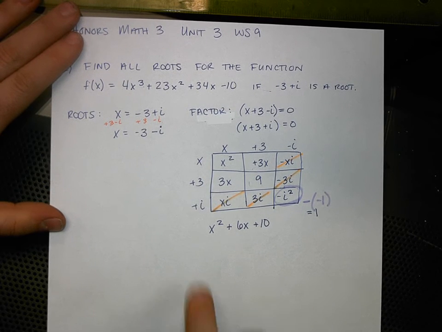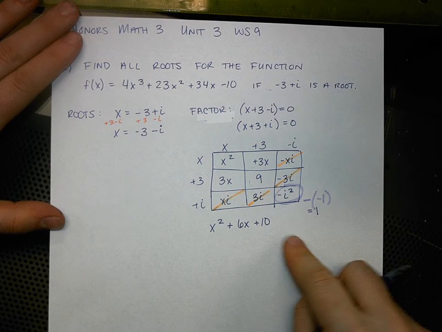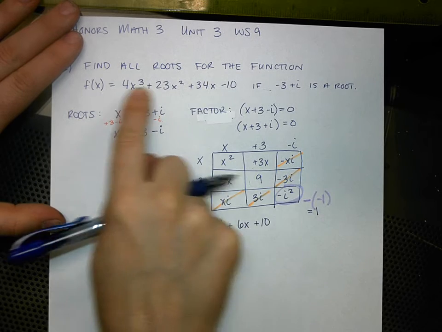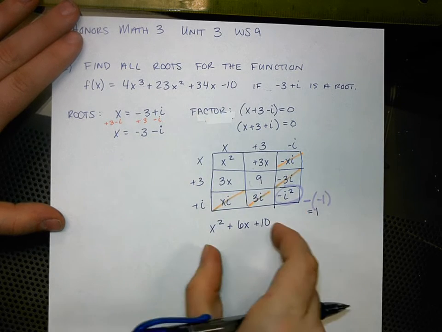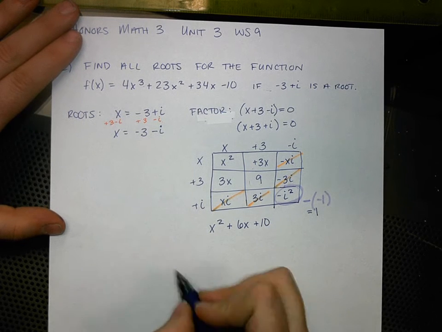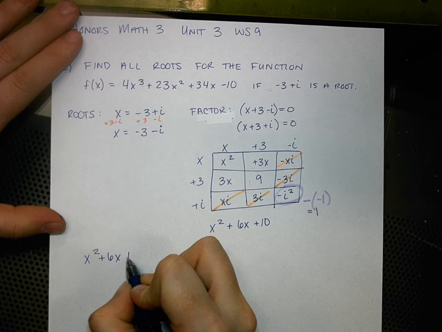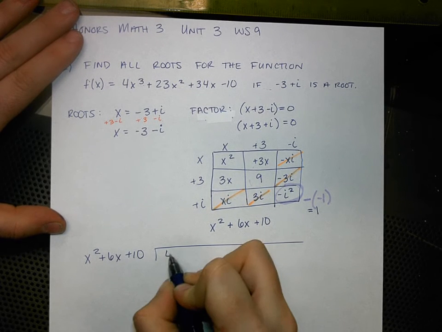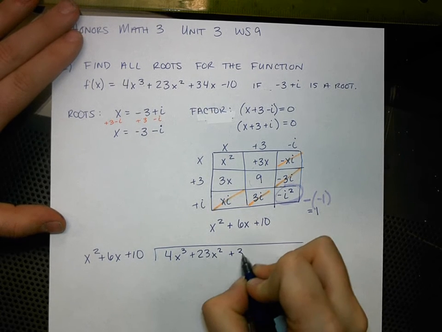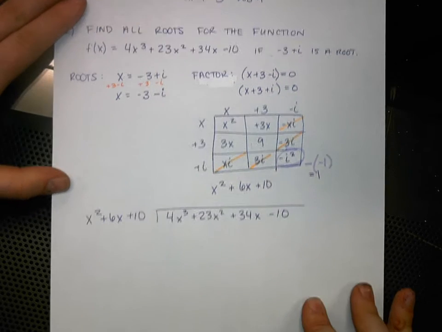Okay, so now I have a polynomial that has all integers as coefficients and constants. So when I factor my original cubic polynomial, this will be one of my factors. If that's one of my factors, I can divide it out from my original polynomial. So I'm going to do that. We are going to divide 4x cubed plus 23x squared plus 34x minus 10 by x squared plus 6x plus 10.